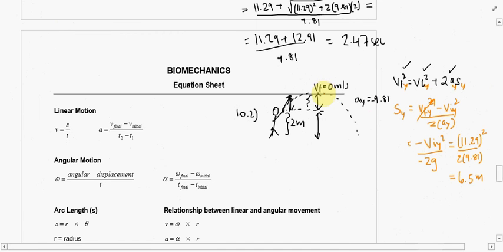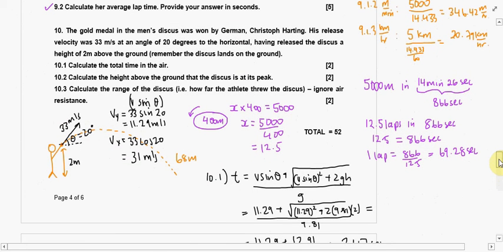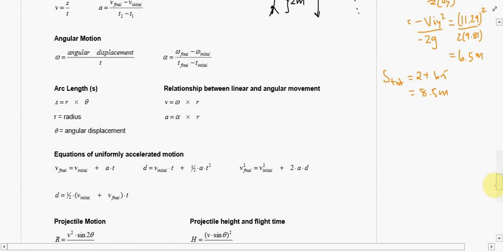So that tells me what this height here is, but I have to add this 2. So total s is 2 plus this 6.5, giving me a total height of 8.5 meters above the ground. Alright, then the last question, 10.3, saying calculate the range of the discus, how far it was thrown.